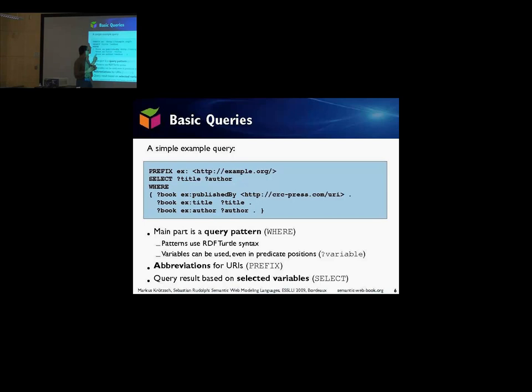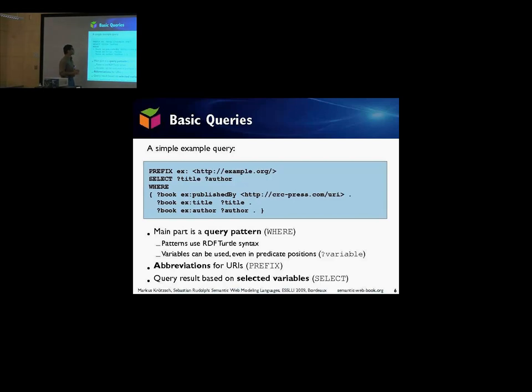Now the thing is, because we are actually querying for the title and the author of the books, unlike here, where we were specifying a particular resource related to which we were interested in getting the information, here even that remains a variable. So we are saying that there is a book which has some title, and I'm interested in knowing that title. Then the book has an author, and I'm interested in knowing that particular author.